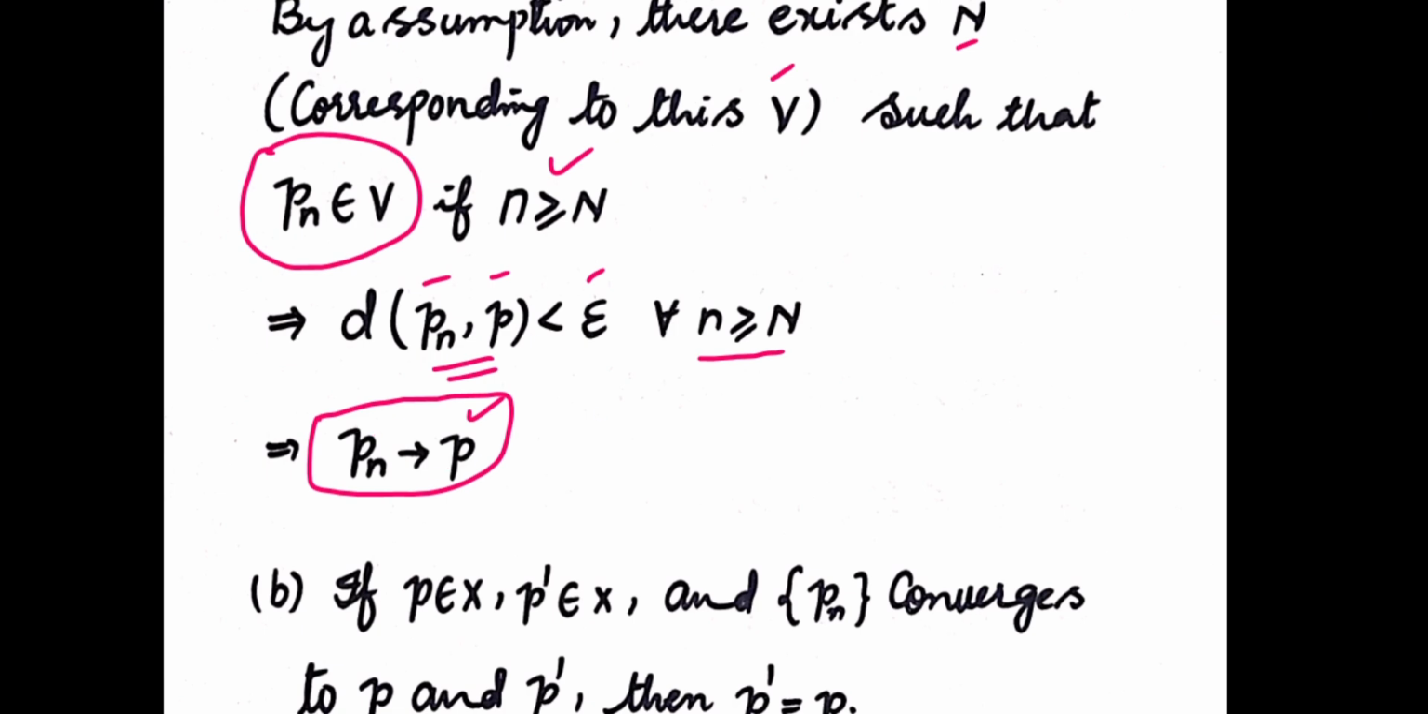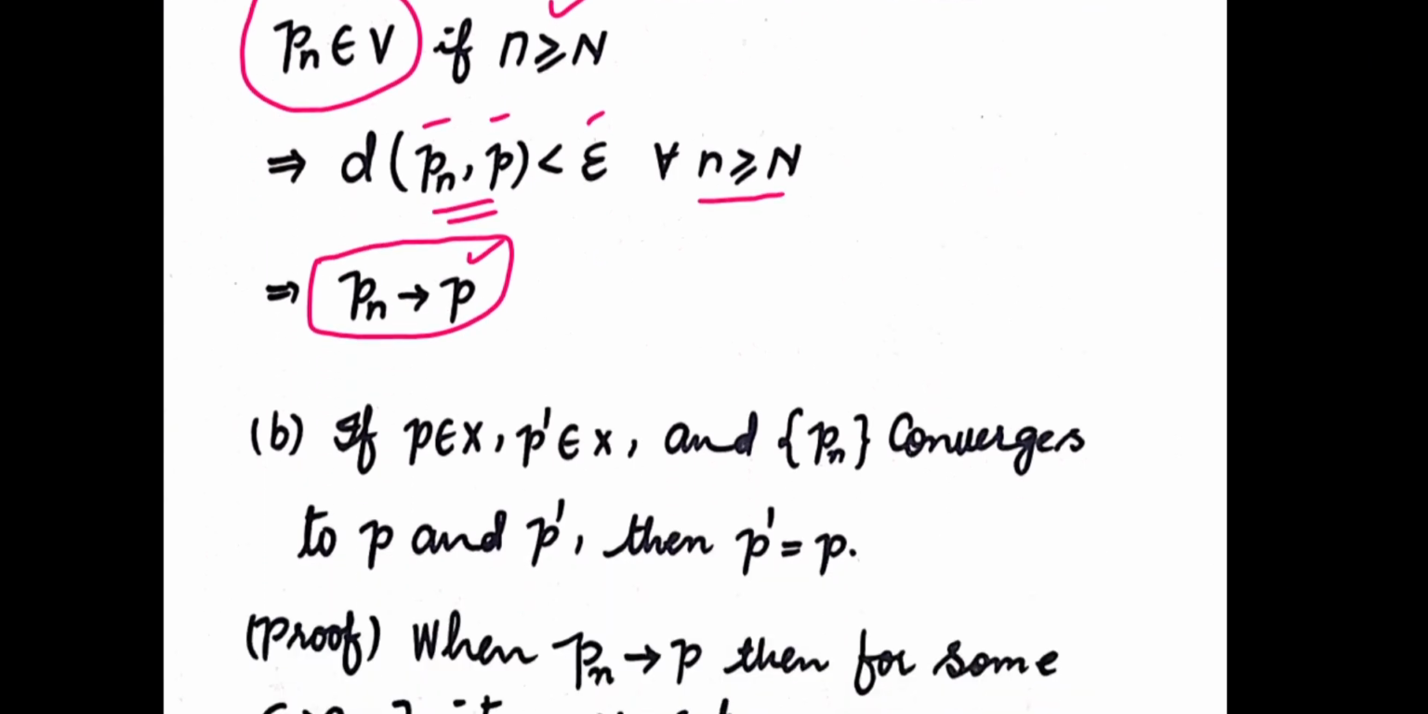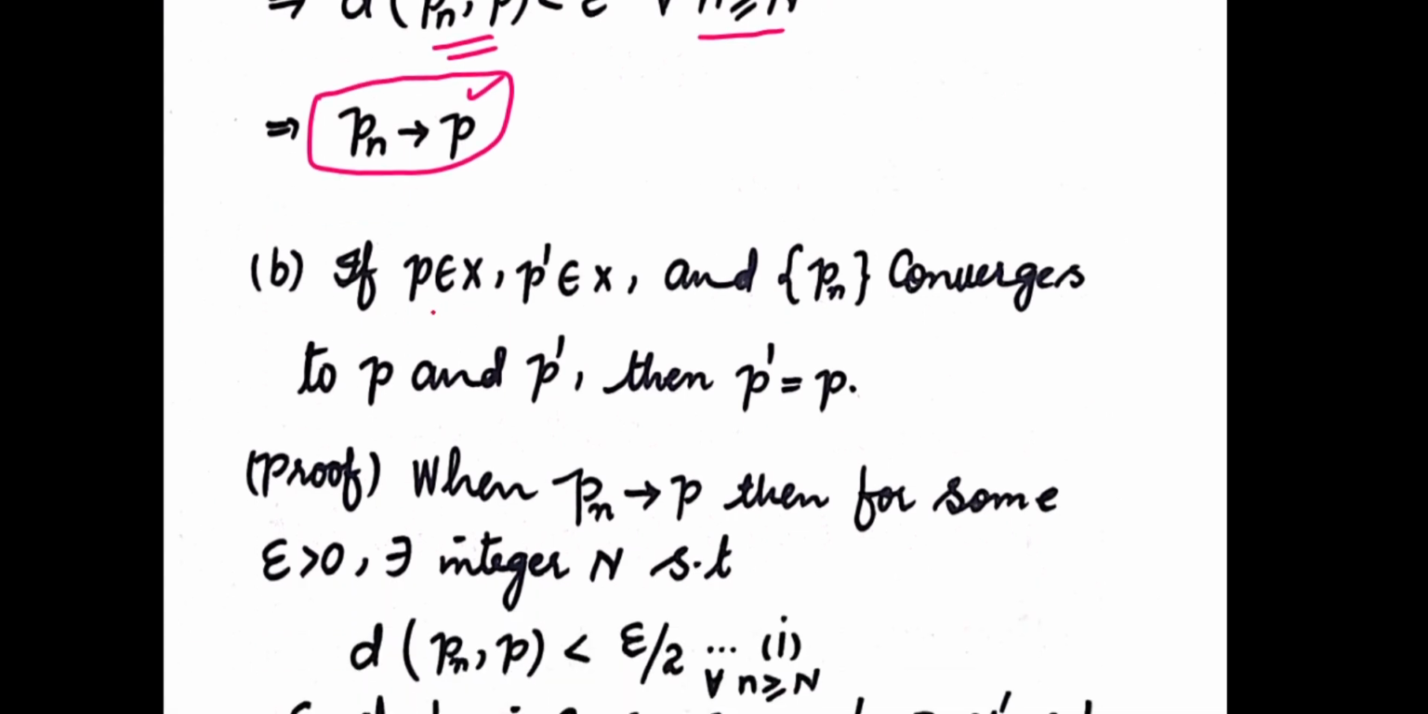In its B part, we have to show that if P and P prime are two elements of set X, and the sequence Pn converges to both P and P prime, then both are equal. In other words, this theorem says that the limit of a convergent sequence is always unique. This is the other statement that can be used for this part.